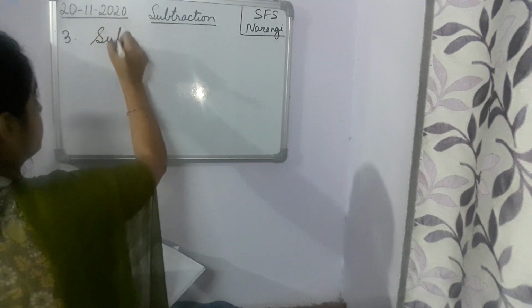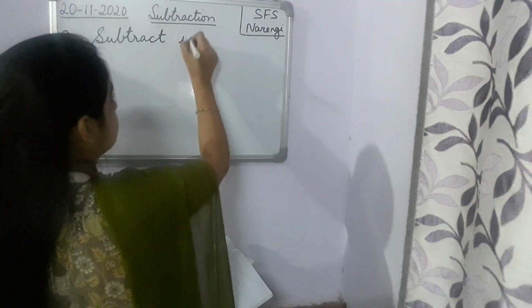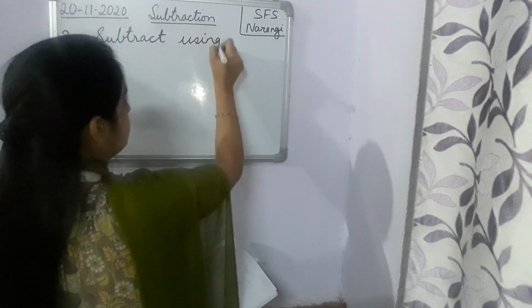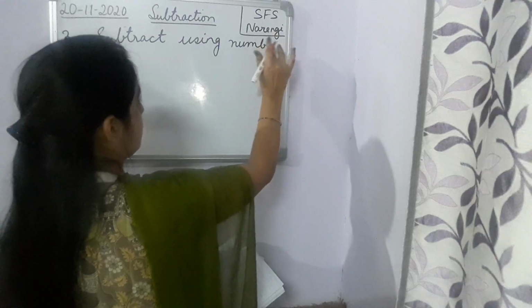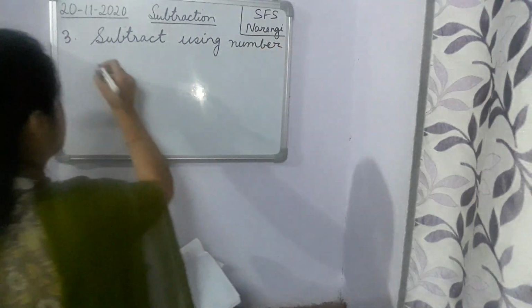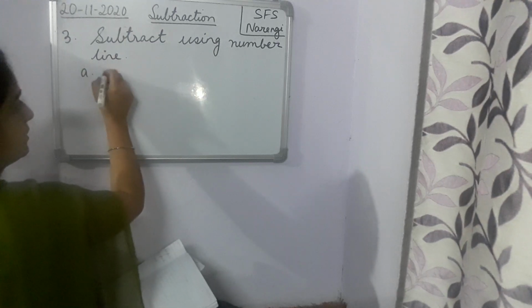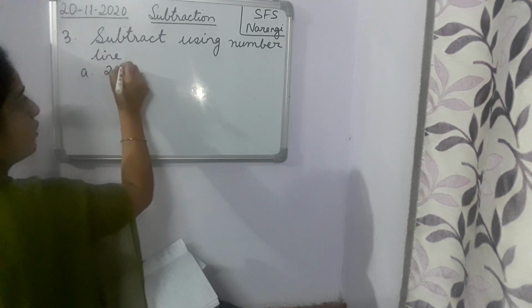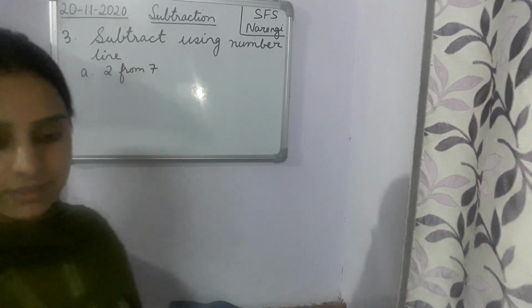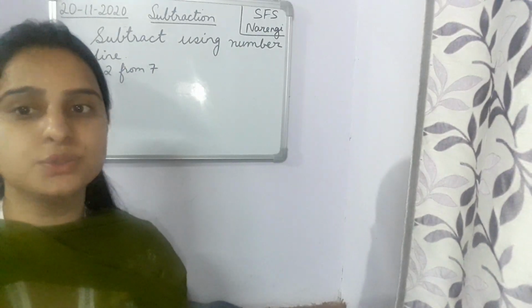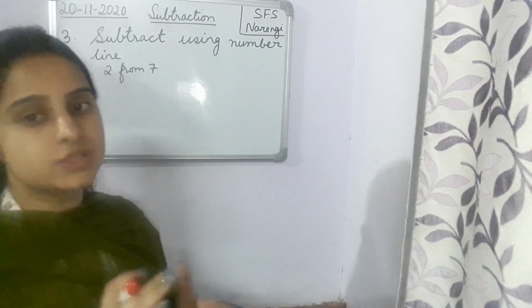Subtract using number line. Subtract using number line. A, 2 from 7. Now children, you know how to do subtraction using number line, right? Before I do, try yourself.